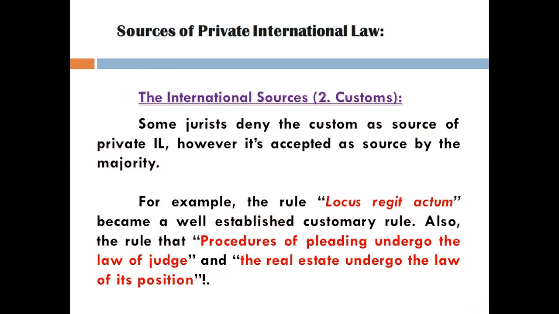Let me give you an example of rules of private international law that are taken from or derived from the custom, and they are still applied all over the world as customary rules, and they are not even codified in the private international law documents. Okay, so as an example of custom as a source of private international law, we have the rule which is Locus Regit Actum. What does that mean? It means that the place rules the act. The place rules the act.